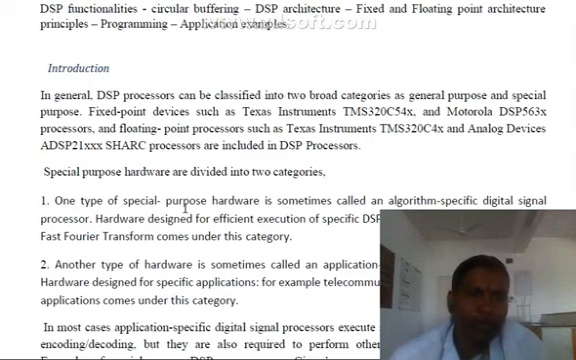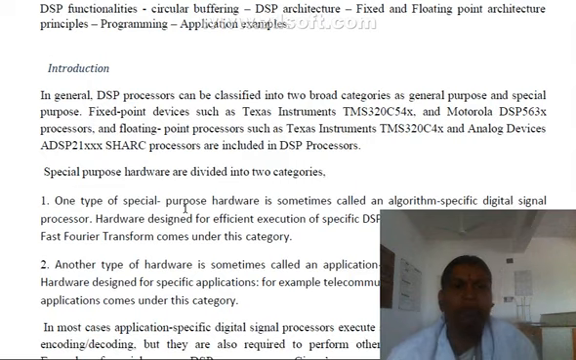Special purpose hardware is divided into two categories. One is sometimes called an algorithm specific digital signal processor. Here we have to concentrate on the algorithm for specific applications. It means hardware designed for efficient execution of specific DSP algorithms such as digital filters and Fourier transform. This is hardware designed for a specific DSP algorithm.